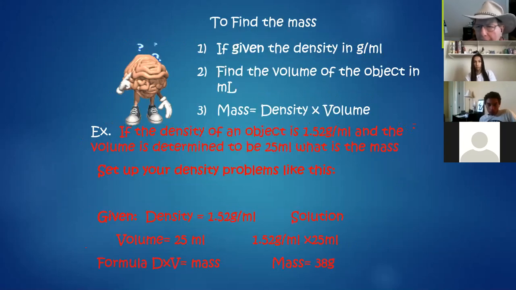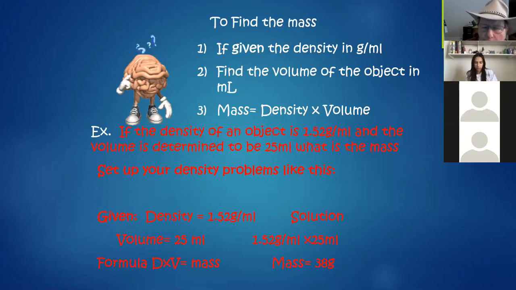If I want to find the mass and I have the density and the volume, look, the density is grams per milliliter. The volume is a milliliter. So if I multiply the grams per milliliter by the milliliters, the milliliters go away and I'm left with grams. I can look at the labels, or I can look at the density triangle.